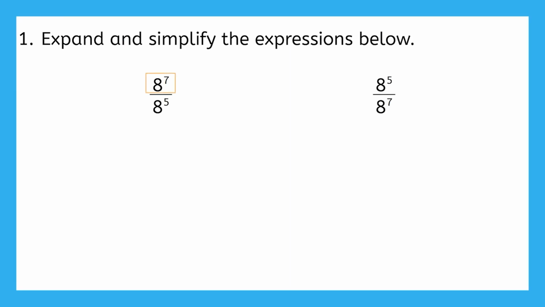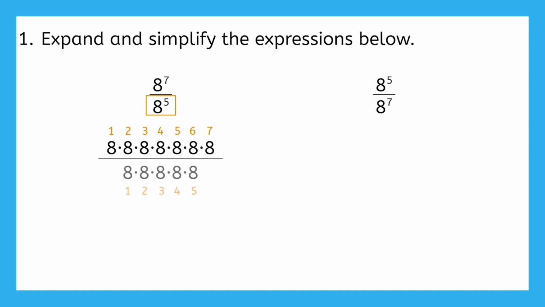Eight to the power of 7 is the same as multiplying 8 by itself 7 times. And 8 to the power of 5 is the same as multiplying 8 by itself 5 times. Then to simplify, we can cancel out pairs of 8s, because every time we have 8 divided by 8, it equals 1. Everything in the denominator canceled out, so we're left with 8 times 8 in the numerator. And since 8 is being multiplied by itself 2 times, we can rewrite the expression as 8 squared.